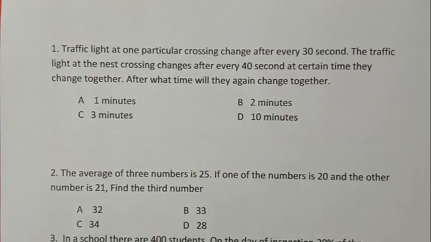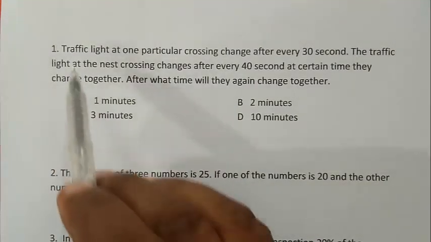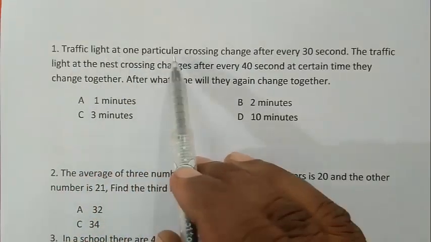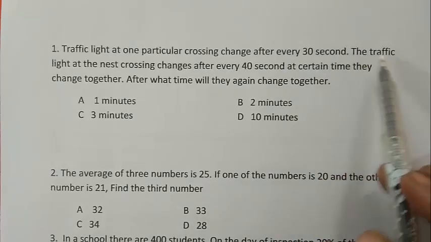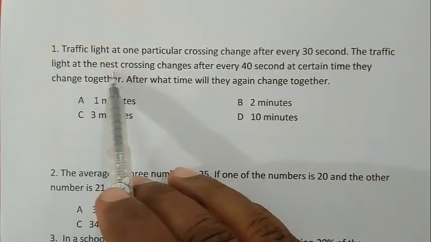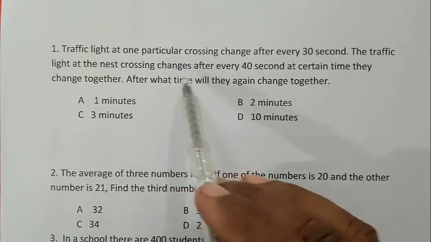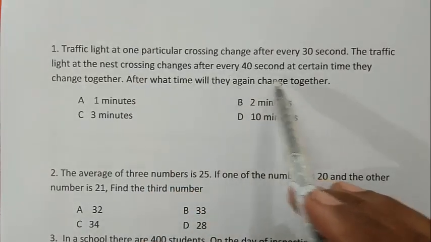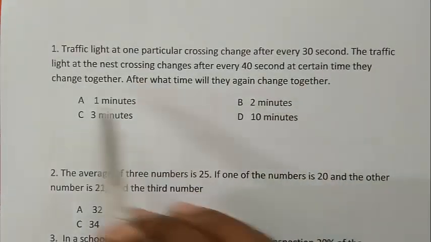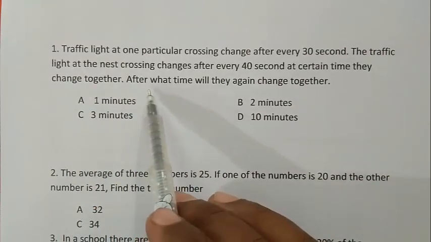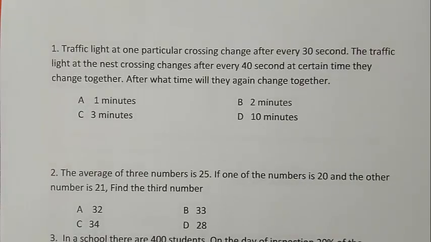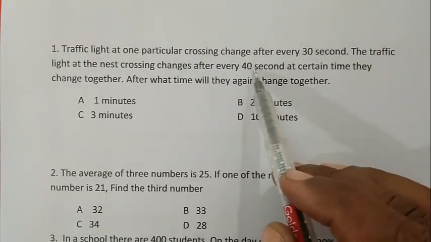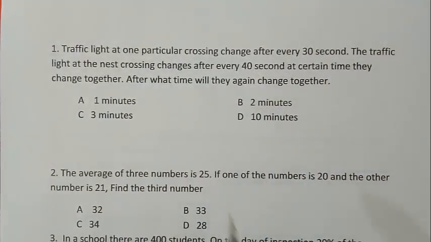Let's start. Question number 1. Traffic light at one particular crossing change after every 30 seconds. The traffic light at the next crossing change after every 40 seconds. At certain time they change together. After what time will they again change together? First we calculate the LCM of these two numbers. We get the desired result.